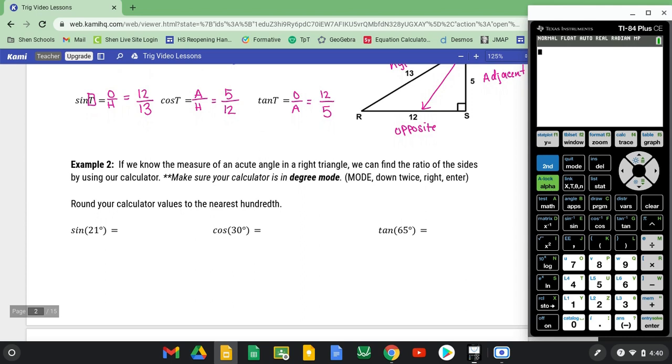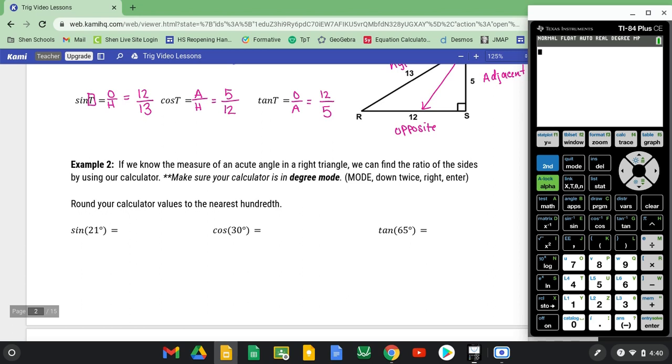If we know the degree measure of an acute angle in the triangle, we can find a decimal of the ratio of the sides by using our calculator. And we're going to make sure that our calculator is in degree mode. So I'm going to open up my graphing calculator.